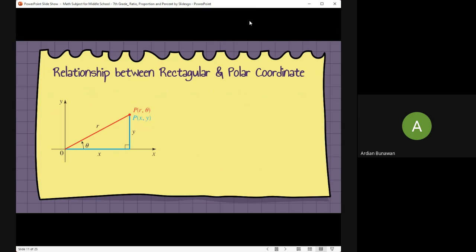This is the relationship between rectangular and polar coordinates. Because r is the hypotenuse relating the x-axis and y-axis, x equals r cos theta and y equals r sin theta. From rectangular to polar, we get r squared equals x squared plus y squared, and tan theta equals y over x, with the exception that x shouldn't be 0, because then there's no answer.